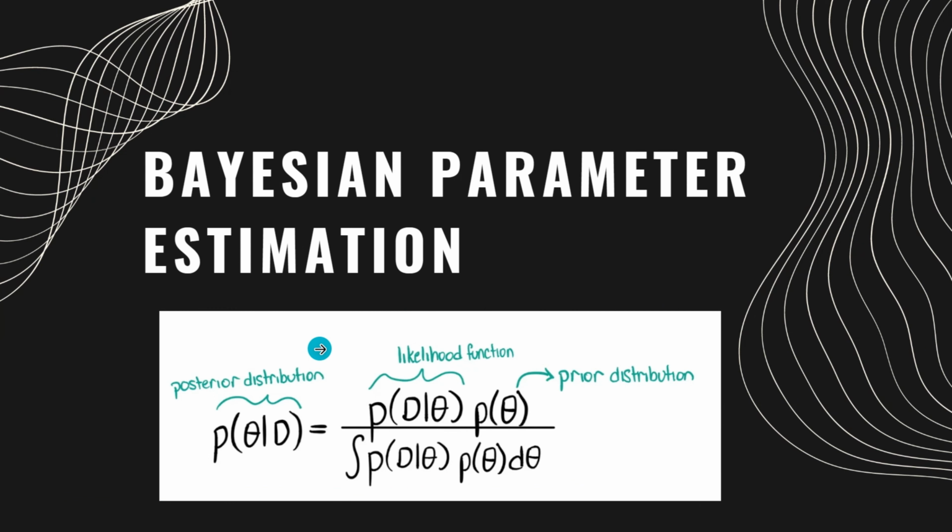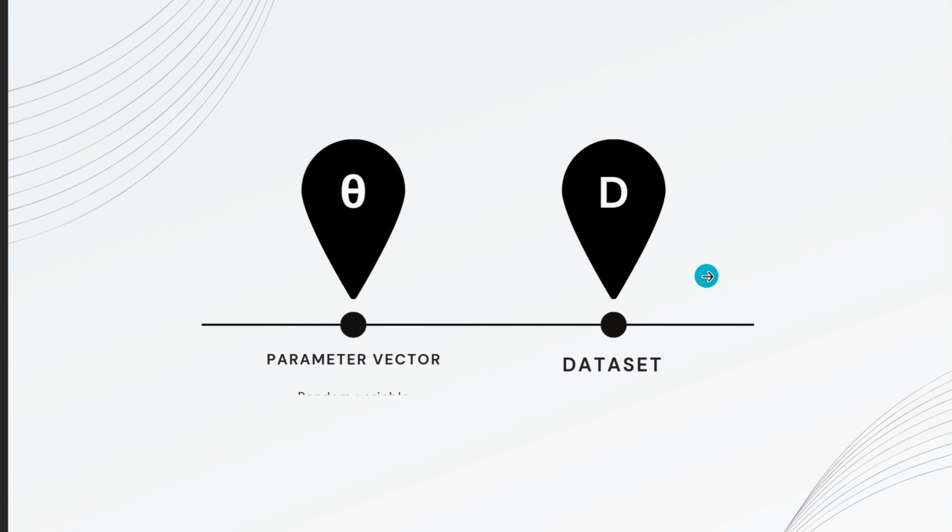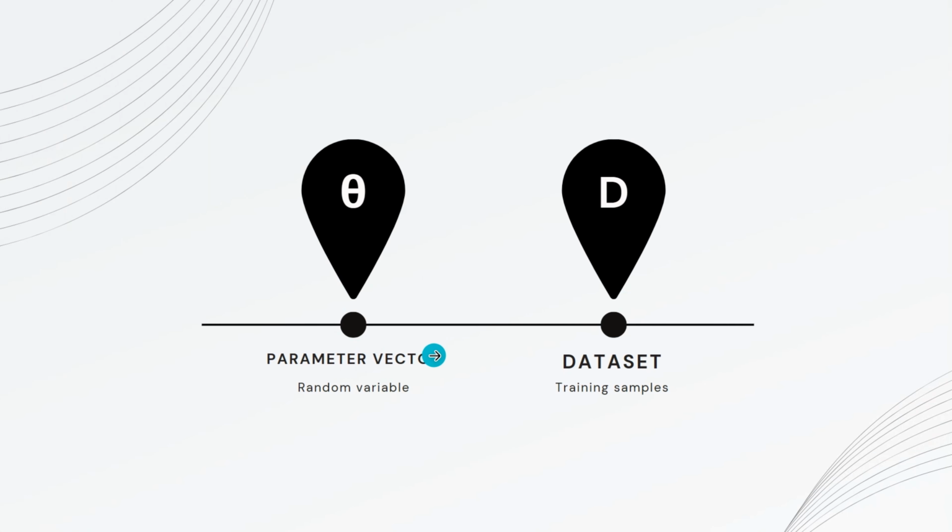It calculates the probability of theta given D, which is the posterior distribution, and it also uses the likelihood function and prior distribution to calculate the posterior distribution. Theta represents the parameter vector, and this is the random variable. D represents the dataset, also known as the training samples.